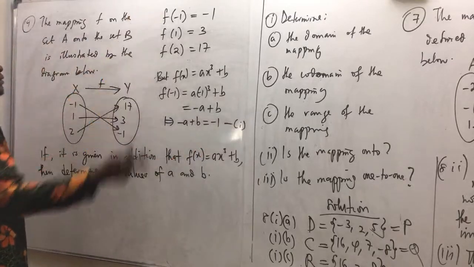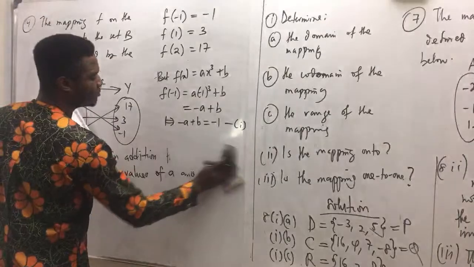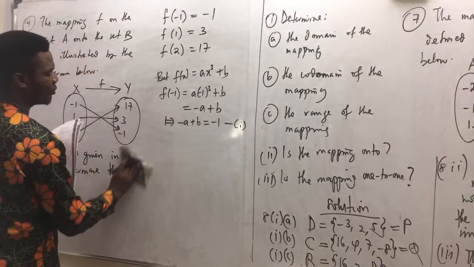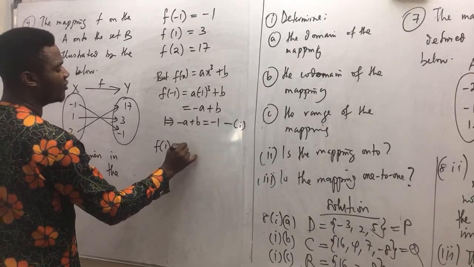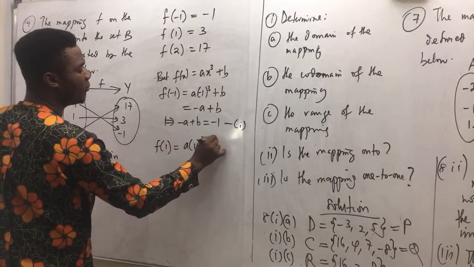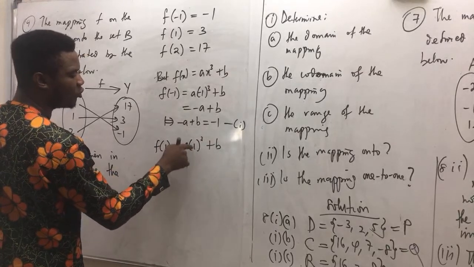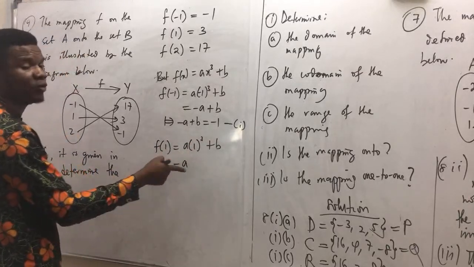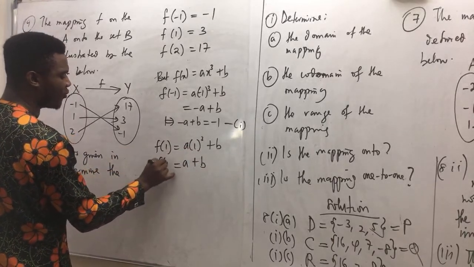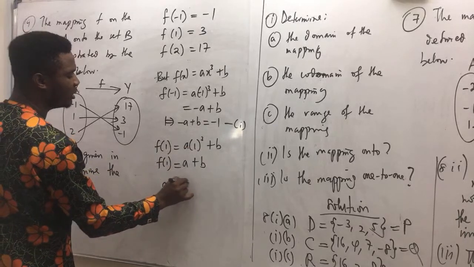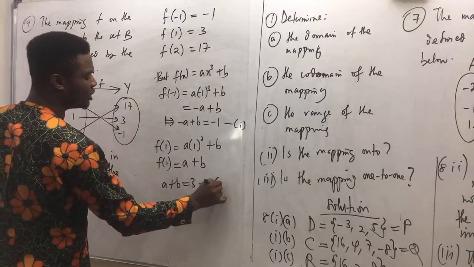Now you only need 2 of these to use, so you can go over to the next one. The next one I could use is f of 1. What would f of 1 give me? It will give me a times 1 raised to the power 3 plus b. 1 raised to the power 3 is 1, so 1 times a will give you a, then plus b. So if f of 1 is equal to this, then a plus b is equal to what f of 1 is equal to, which is 3. I'm going to call this equation 2.